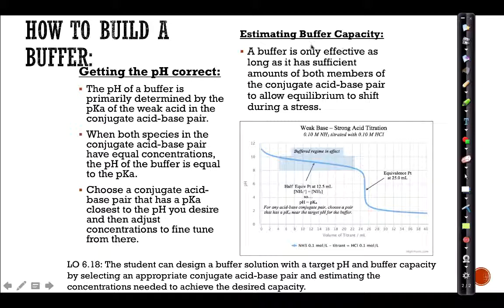With buffer capacity, basically, if you have more of your components, so more conjugate acid and weak base, you're going to have more capacity. That means basically you can add more acid or base to it without changing the pH.